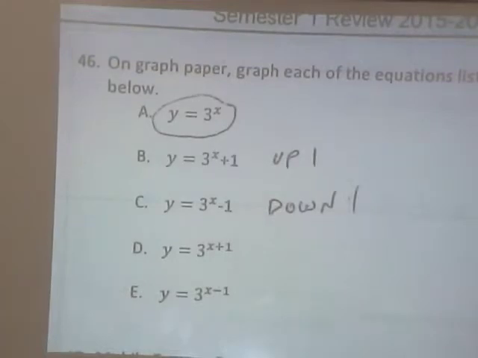Now look at the difference between D and E as compared to B and C. They're adding and subtracting one, but not at the end. They're doing it with the x. So this is not going to move up or down. It's going to move in the x direction. But it's going to move the opposite direction you would think. Because you remember, who's the most likely person to lie to you? Yourself? Your x. Right?